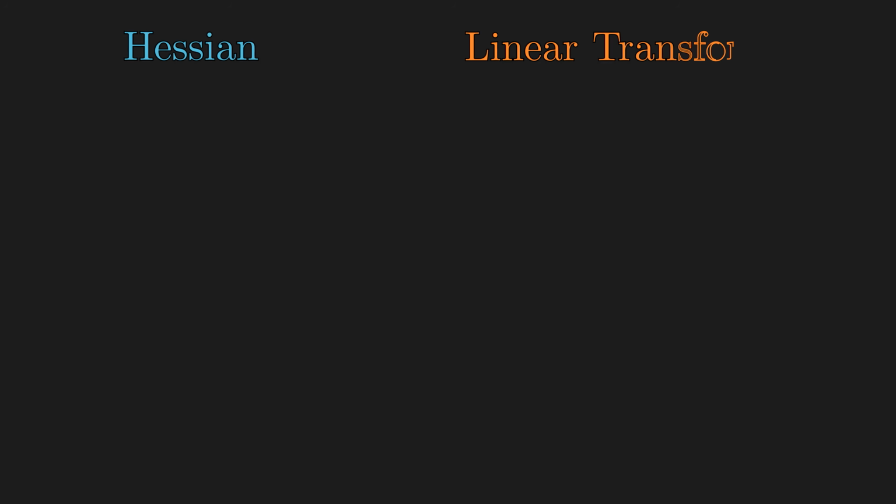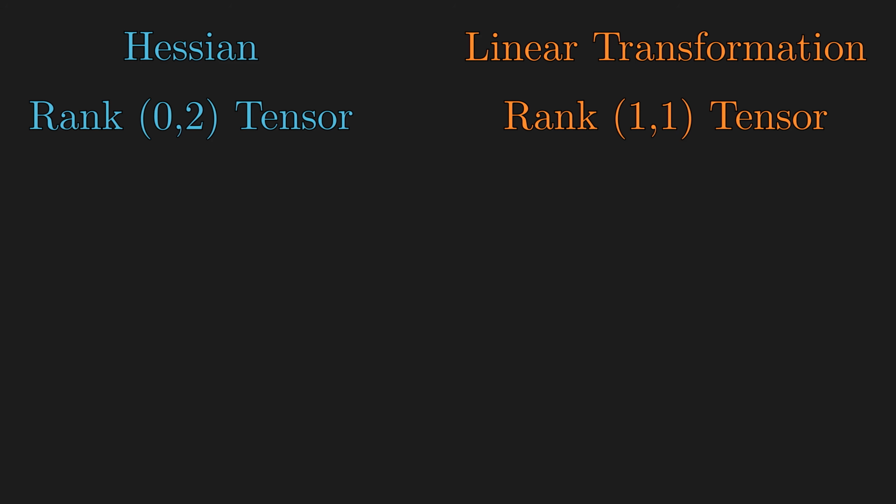We front-loaded all the results and applications, and saved all the juicy mathematical details. The Hessian and linear transformation are different types of objects, although we choose to represent both with matrices, which is the main source of confusion.